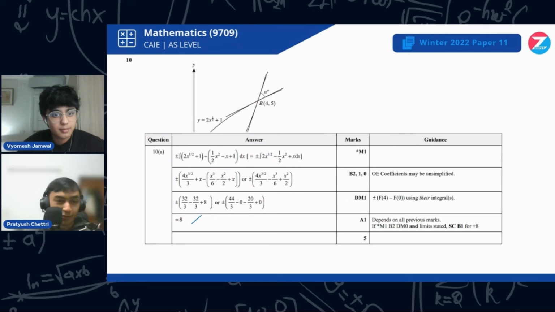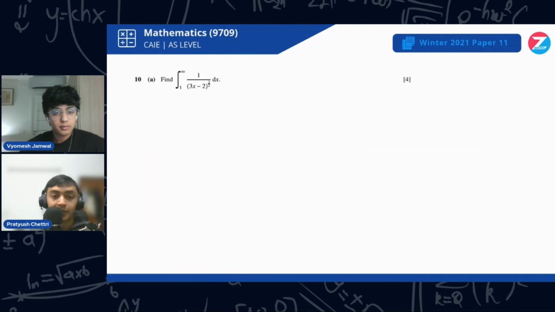1 mark for showing that you subtract the 2. 1 mark for integrating. 1 mark for plugging in the values, the bounds. 1 mark for the answer. Awesome. Ooh, you want to do this one, Vyomesh?